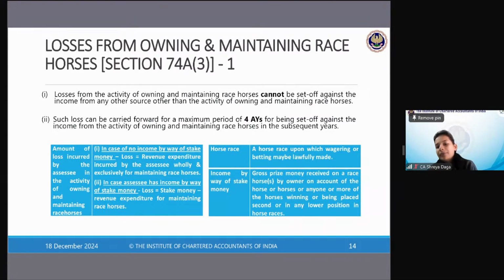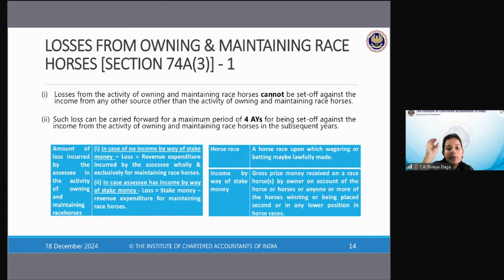All right. Moving to the next slide. Next is about loss from owning and maintaining racehorses. Again, we have already spoken about it, that this is not allowed. Inter-head set-off is just not allowed. Even intra-head, inter-source, it is not allowed. You have to use it from the same source also within the same head.